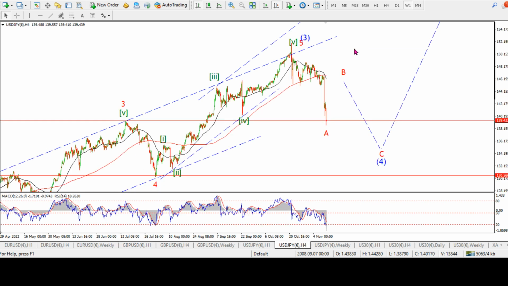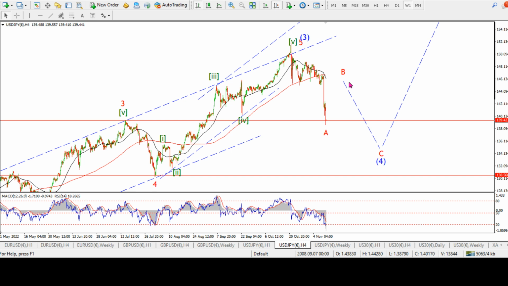In cable, here's dollar yen. If you have been following these videos, you know I've been looking for a correction lower. The correction is coming thick and fast now, and you might even be tempted to switch from the corrective idea towards an impulsive decline. I'm not about to go there just yet. I still think this pattern fits 3 waves down in wave A.